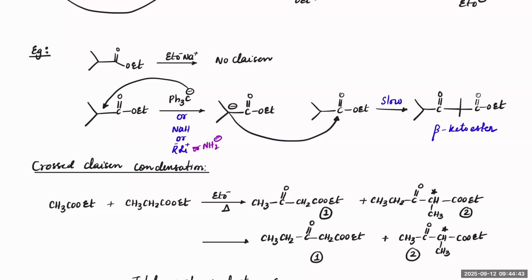Sorry. Okay. So you can see the C minus would attack on this carbon, and that's how it will end up getting a beta keto ester form. Okay. Clear, beta? Yes, sir.